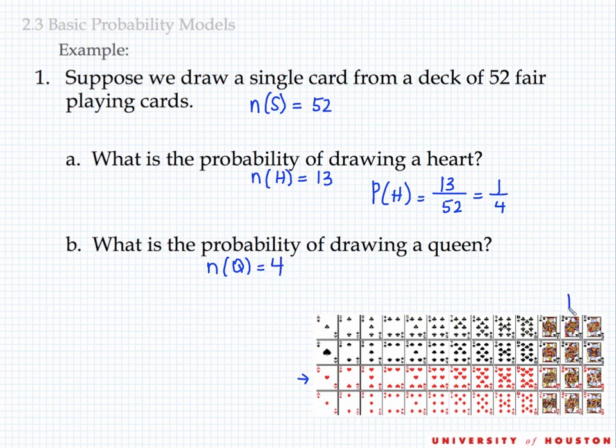For the probability of drawing a queen, the number of queens that we have available would be 4. There's 4 queens in a deck of 52 cards. So the probability of drawing a queen would be 4 out of 52, which is 1 out of 13.